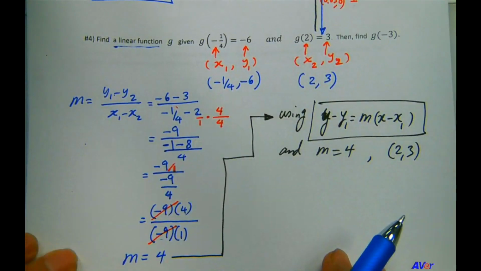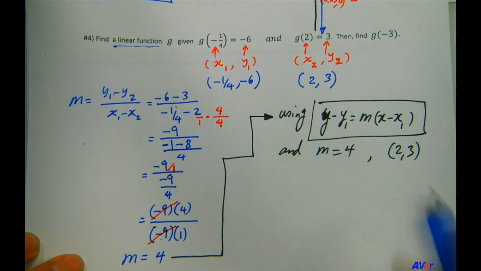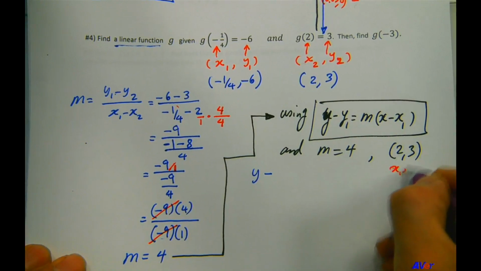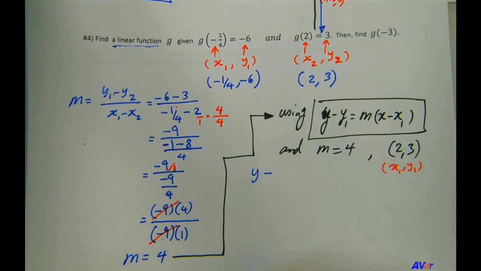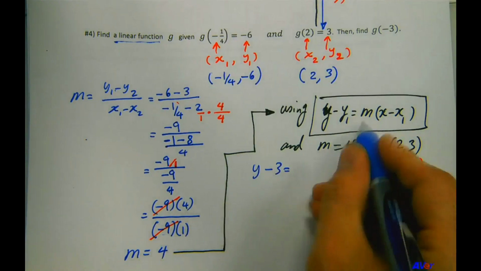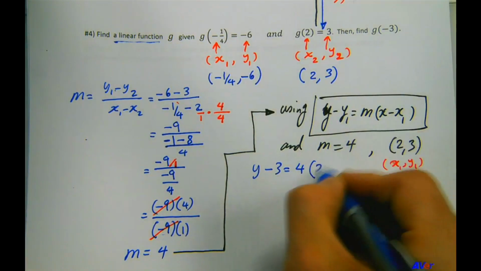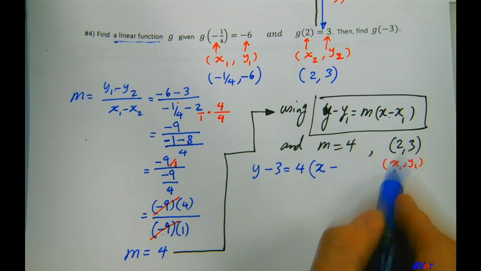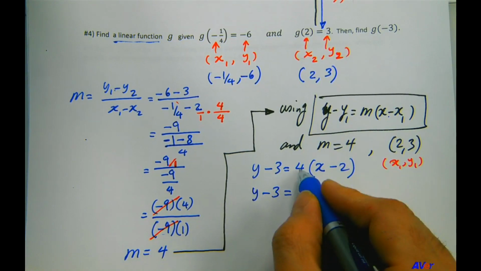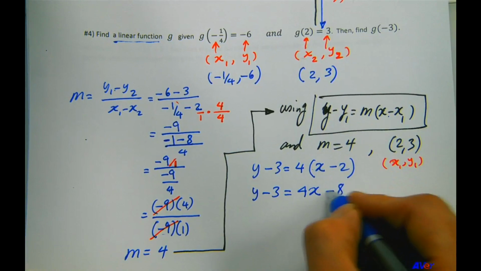Okay, and by the way, this is our x1 comma y1, that one, 2, 3. So y minus y1 is y minus 3 equals m, which is 4, times x minus x1, which is 2. Okay, so y minus 3 equals, let's distribute the 4. 4 times x is 4x, minus 4 times 2 is minus 8.